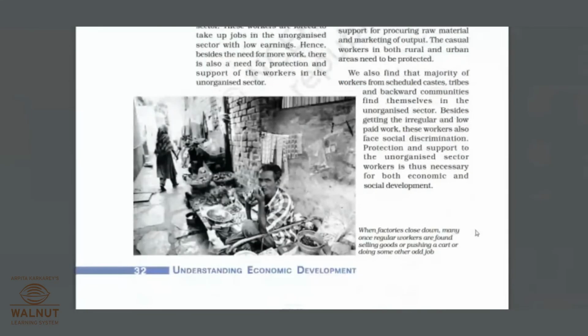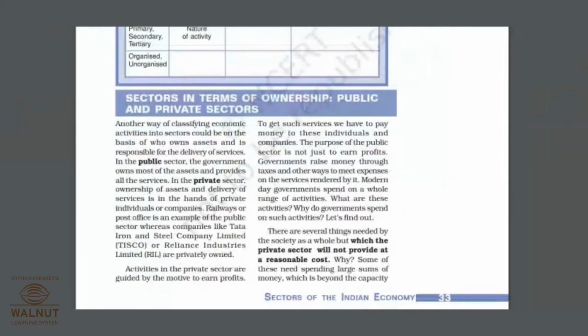Okay, so we have seen this. Now this is the picture and this is the explanation of the picture. When factories closed down, many once regular workers were found selling goods or pushing a cart or doing some other odd jobs. Let's move on to this sector in terms of ownership, public and private sector.